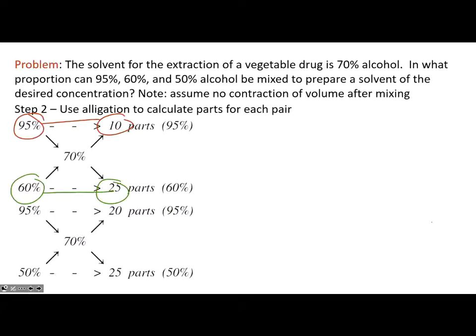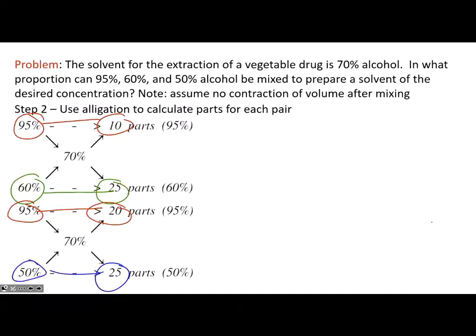Cross subtract, starting with the 95, 95 minus 70 is 25. Now though, going with the 50 diagonally up to the 70, 70 minus 50 is 20, so that 20 gets written directly across from the 95. And so what we have now, I'll remind you, is again, in this lower allegation, we have this 95 matching that 20, okay? And we have our new 50% matching that 25, okay? Any questions about doing that part of the allegation?